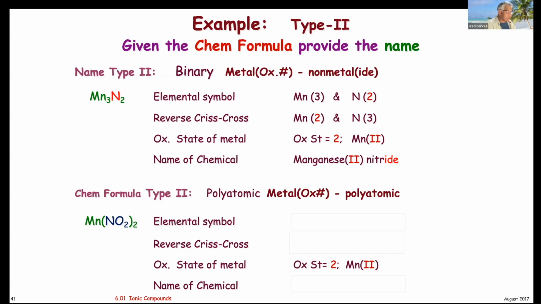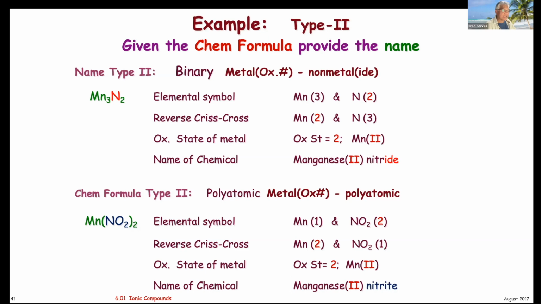Let's take a look at this right here. What's the name of this? Manganese nitride. You start with manganese, and there are 2 nitrides. If you do the crisscross, there's 2 manganese and 1 nitride. That means that the manganese is +2. So you would name this as manganese(II) nitride.